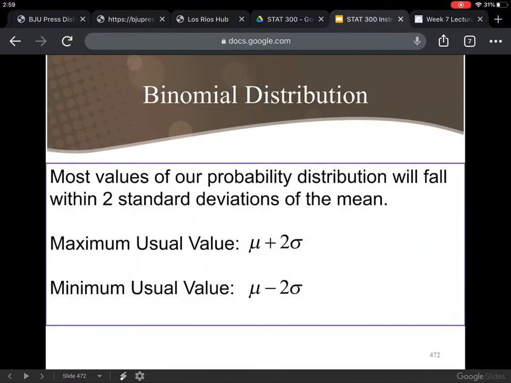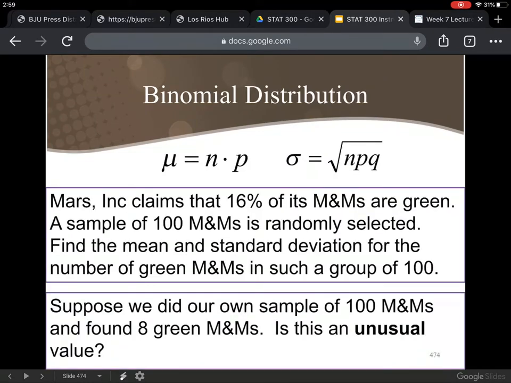Awesome. Here's another point to make sure you remember. Most values of our probability distribution will fall within 2 standard deviations of the mean. The maximum usual value is mu plus 2 sigma, or mu minus 2 sigma is the minimum value. So keep that in mind, largest, smallest values.